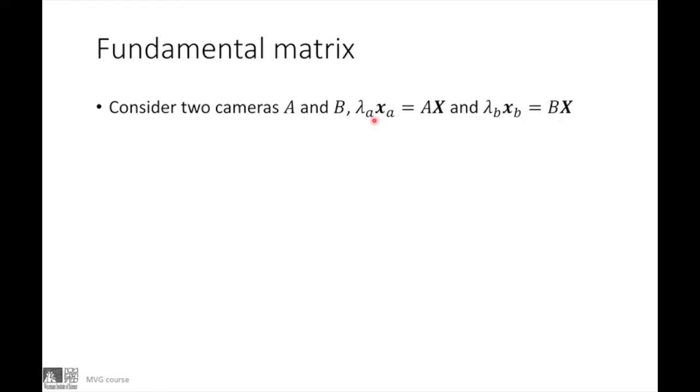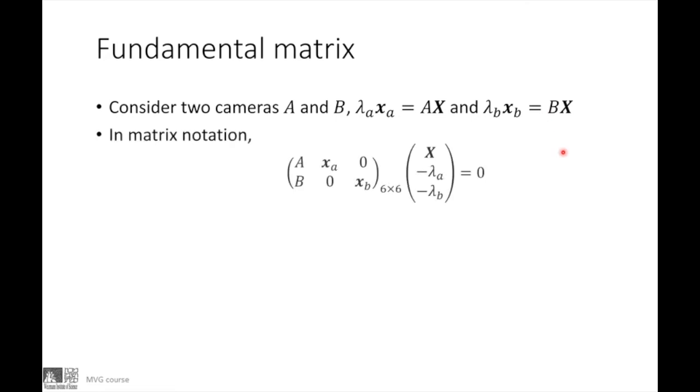Now we can take these two equations and put them in matrices. The matrices look like this: [A, x_A, 0; B, 0, x_B] times [X; -lambda_A; -lambda_B] equals 0. Let's see that this works. A times X minus lambda_A times x_A equals 0. B times X plus 0 minus lambda_B x_B equals 0. You see, this is just the same two equations written in matrix notation.